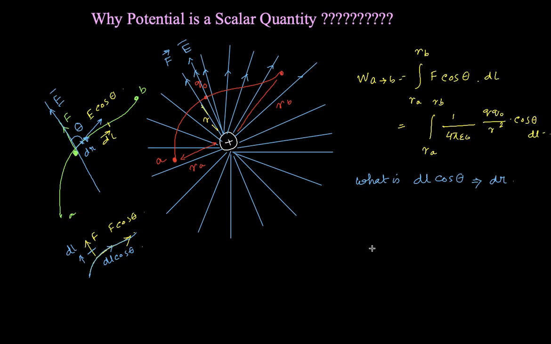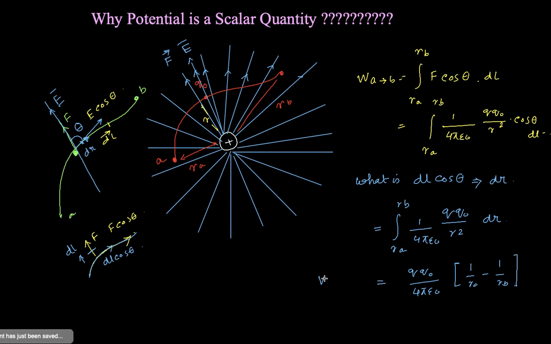Now it is integrated from RA to RB of 1 by 4 pi epsilon naught, q naught by r square, and for dl cos theta we write dr. If we integrate it, we get q naught by 4 pi epsilon naught into 1 by RA minus 1 by RB. The integration is the same as on the previous page. So this is the work done for moving a charge in a curvilinear way.